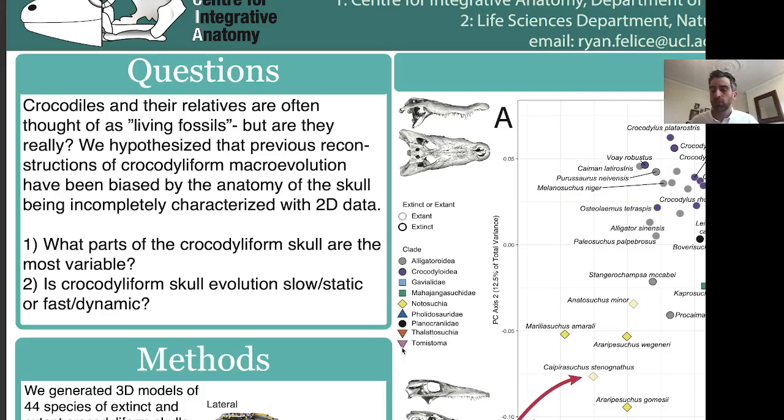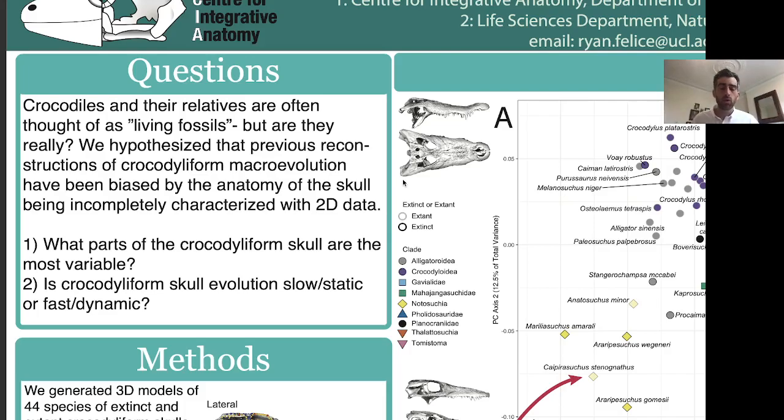So there's been a lot of research trying to understand how shape variation has evolved in these animals, but it's largely looked at quantifying just the outline of the snout using geometric morphometrics, and then concluded that the most variable thing about crocodile skulls is the elongation of the snout.